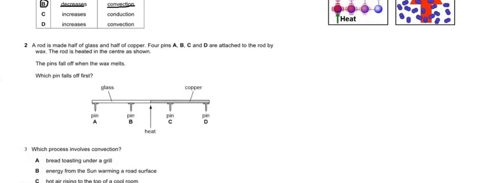So now we are moving towards the question number 2. A rod is made of glass and half of the copper. 4 points A, B, C, D are attached to the rod by wax. The rod is fitted in the center as shown. The pins fall off when the wax melted. Okay. And which pin falls off first? That we need to find out.